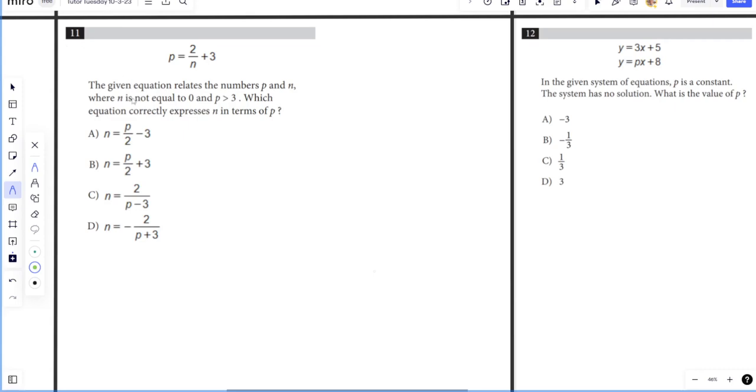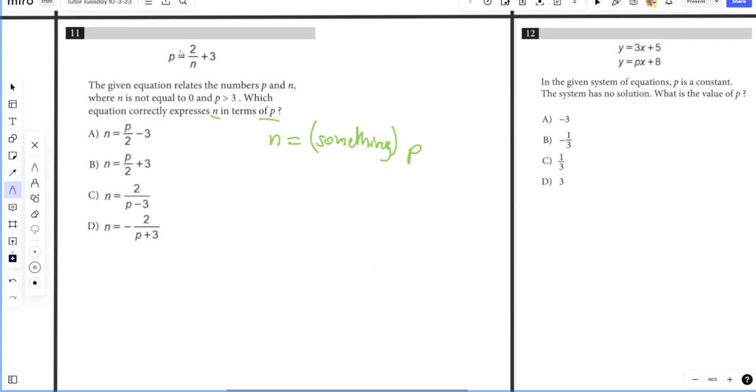Number 11 says the given equation relates the numbers p and n, where n is not equal to 0 and p is greater than 3. Which equation correctly expresses n in terms of p? Guys, if you're taking the SAT, you need to know this term. Which equation correctly expresses n in terms of p? N in terms of p just means n equals something p.